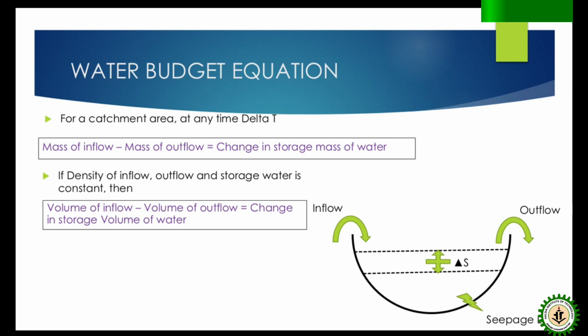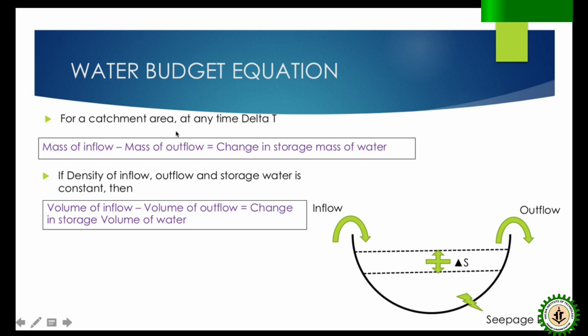Next, coming to the water budget equation. We have already discussed what water balance is. There is precipitation, which is inflow of water. There is also outflow, when there is runoff or other things like evaporation and seepage losses. All these come under outflow. So total inflow of water minus outflow of water gives you the net storage, that is the change in storage mass of water, delta S. That is the formula given here.